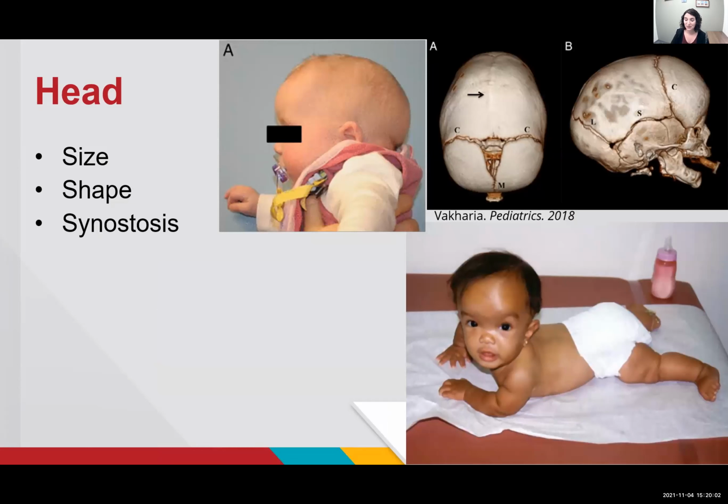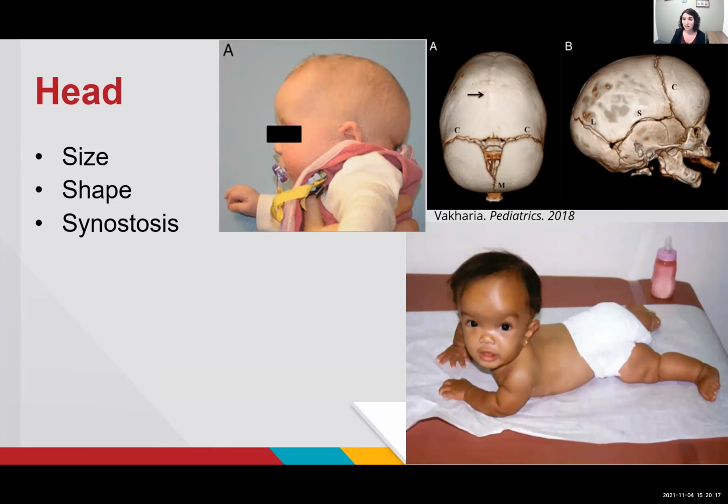As an example, here you can see two very cute babies. The first baby, labeled A, as you look from the side, not looking down, has that longer head shape where you have sort of a heel of a boat shape to it, consistent with scaphocephaly.